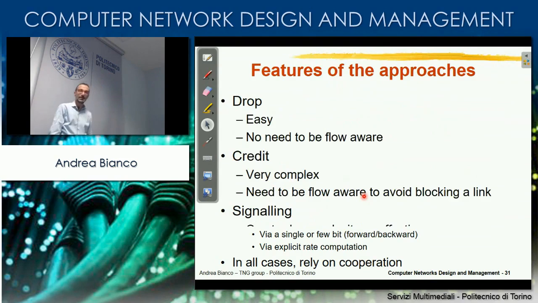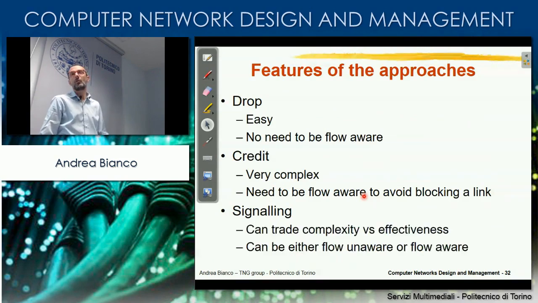Some features of these approaches. Dropping is easy, and it can be done without having a concept of a flow or a call or connection. I don't care. I drop the packet, full stop. I can do that even if I don't have knowledge about what a flow is. And that's why in the internet with no QoS extension, that was the approach that has been followed. I have no notion about the connection, I drop the packets, and then I rely on the end system to react.